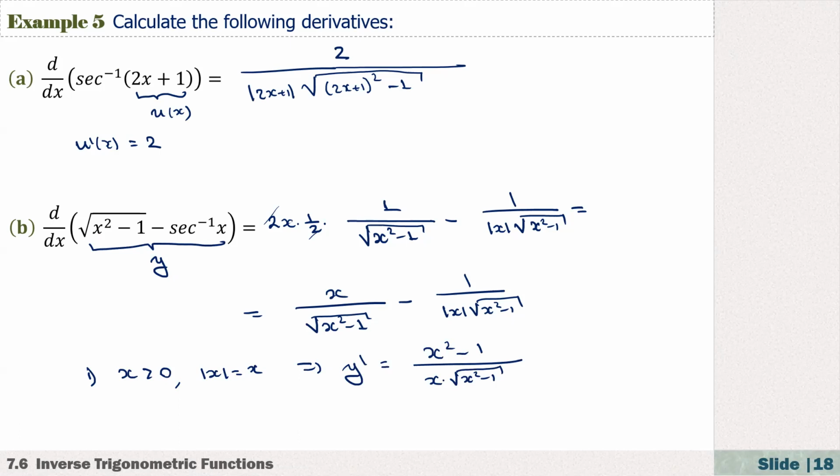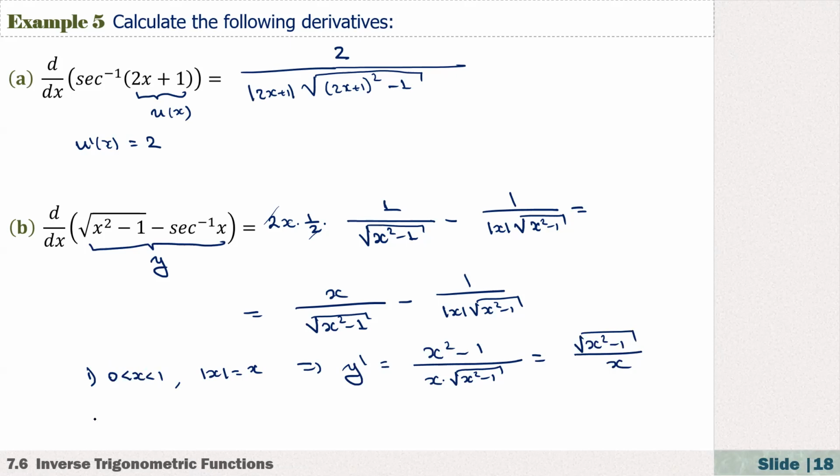And of course, when you just say that x is positive, we have to also keep in mind that x squared minus 1 must be positive, right? Which means that x is between 0 and 1 here. Let me just write like this. Because here, x is between 0 and 1. Okay, so which is equal to the square root of x squared minus 1 over x.